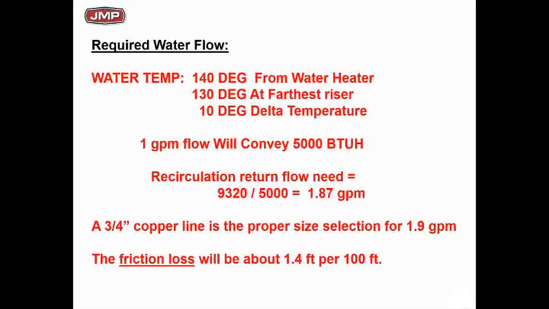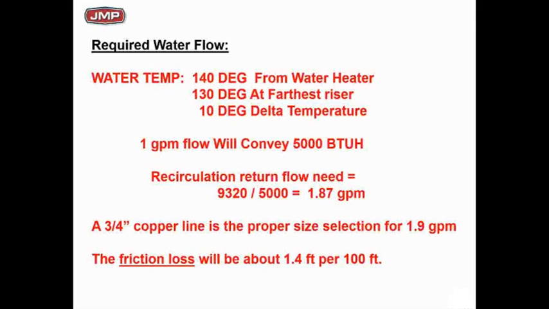So if you decided we were going to start at 140, which is probably hot, and you were going to hold 130 at the end of the green piece of pipe, that would be a 10-degree drop. It takes 1 GPM per 5,000 BTUs. I only need 1.87 GPM to offset those BTUs. So my pump, believe it or not, is less than 2 GPM. So we told you these are some very small numbers.